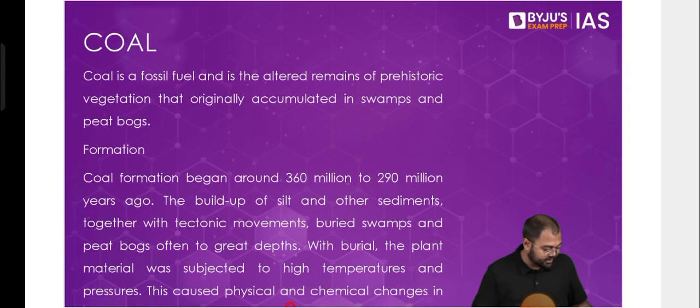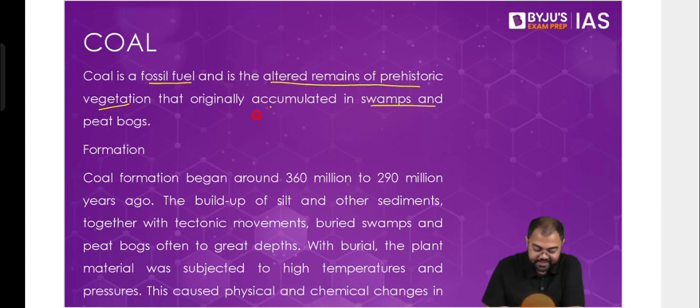Looking at coal, first and foremost, coal is a source which can be said to be a fossil fuel. Why do we say that it is a fossil fuel? Fossil fuel means that it is coming from prehistoric vegetation. What is a fossil? Fossil is where you find the remains of ancient flora and fauna. So coal basically is said to be altered remains of prehistoric vegetation that originally accumulated in swamps and peat bogs.